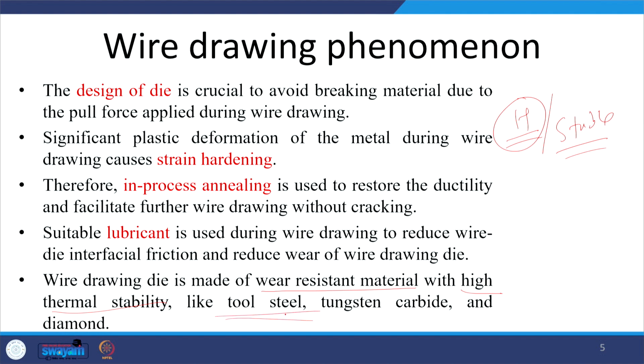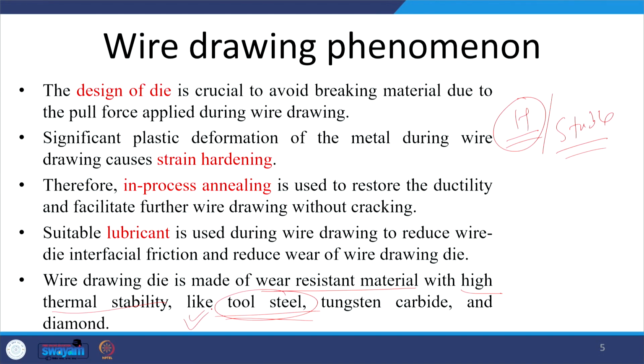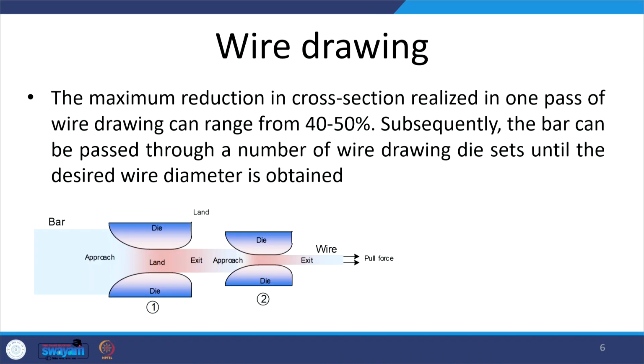and therefore, we try to select as per the material which is being drawn, the kind of wear conditions being imposed, and the kind of wear that will be experienced by the die during the wire drawing process. We can use for softer metals, tool steel, otherwise for harder metals we can use tungsten carbide and the diamond, depending on the material of the wire which is to be used for wire drawing using a particular die. Okay, the maximum reduction which is possible in wire drawing in one pass is about 40 to 50%.